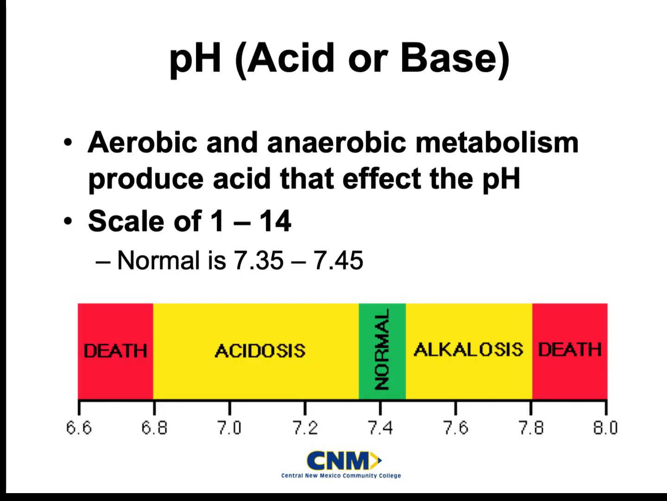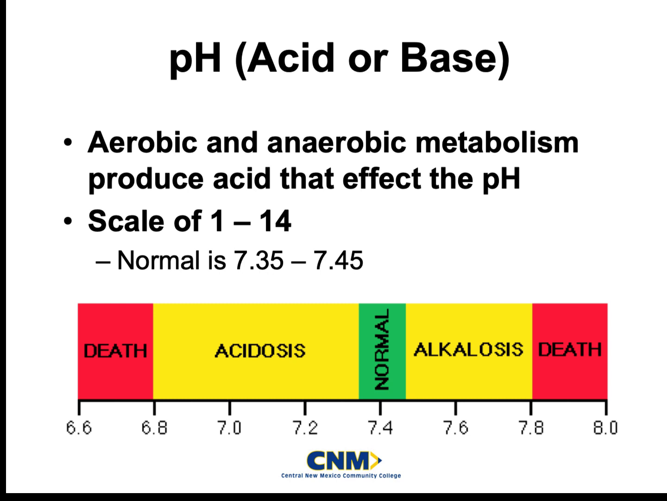Going into the acid-base balance of the actual body itself, this is both aerobic and anaerobic metabolism and how this affects the actual pH of the body. So pH is basically a scale from 1 to 14. The lower the number, the more acidic your patient is. The higher the number, the more basic your patient is.